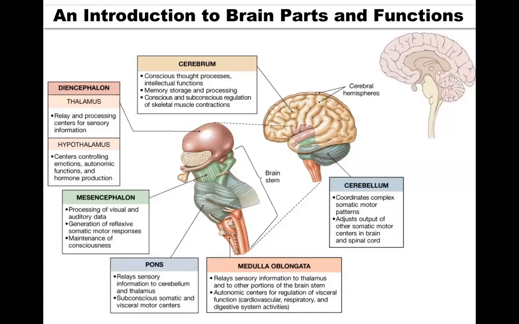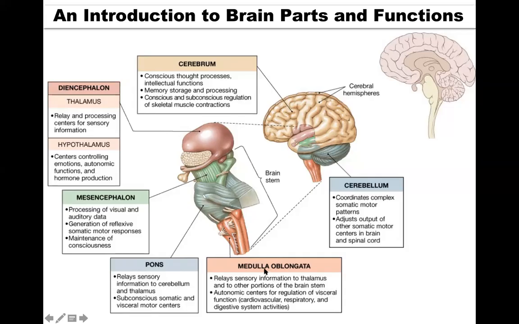Then comes the pons. The word pons means bridge. It is a relay center between the thalamus and the cerebrum. It helps to move information to the cerebellum, which is around here, and to the thalamus, which is above it. We will learn it subsequently. It is also a center that helps the medulla oblongata do its function.